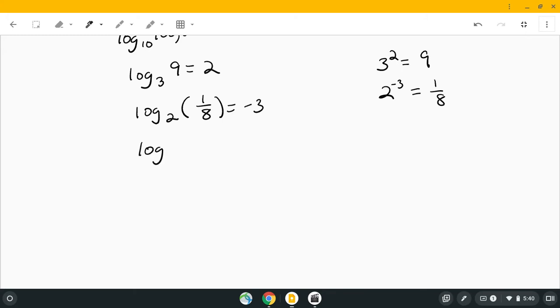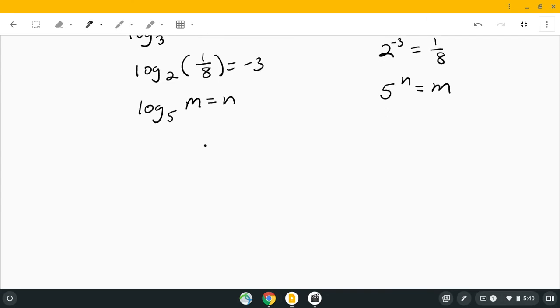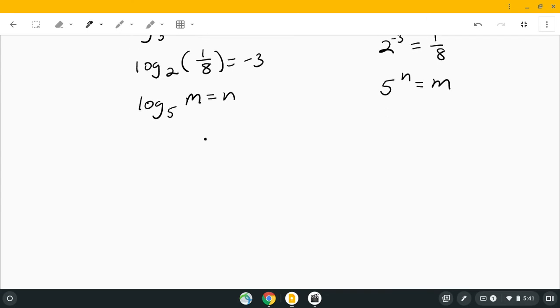And let's do one last one. Log base 5 of m equals n. Then the exponential form, 5 to the nth power equals m. Okay. All right, so let's take a look at evaluating logs without a calculator. Okay. All right, so evaluating logs.